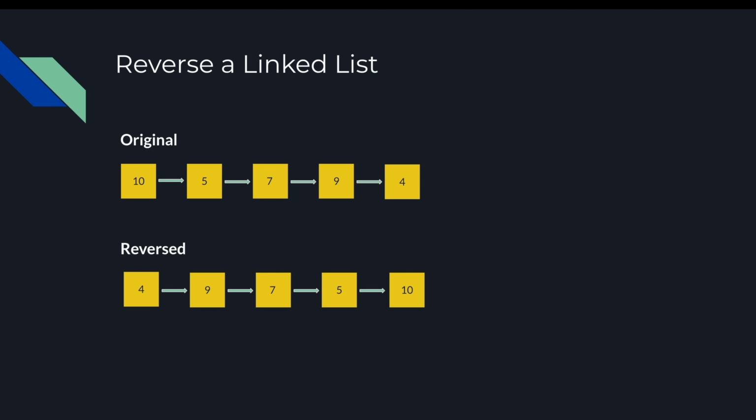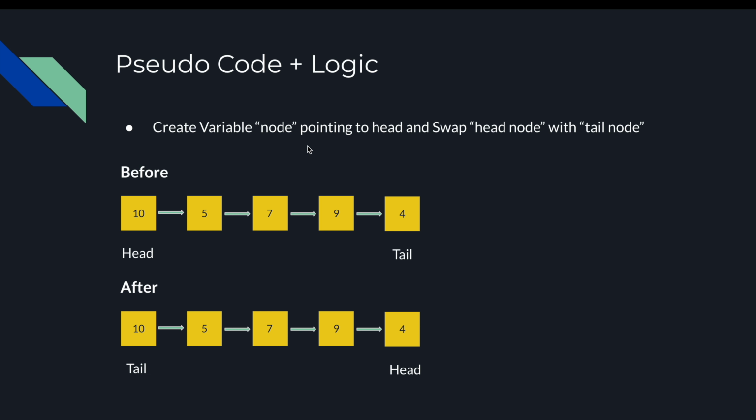Alright, now let's look at the pseudocode for the reverse method. So the first step is to create a variable called node that will point to the head of this linked list. After that, we will swap the head node with the tail node. So before swapping, the linked list will look something like this, where node 10 is the head node and node 4 is the tail node. And after swapping, node 10 will be the tail and node 4 will be the head.